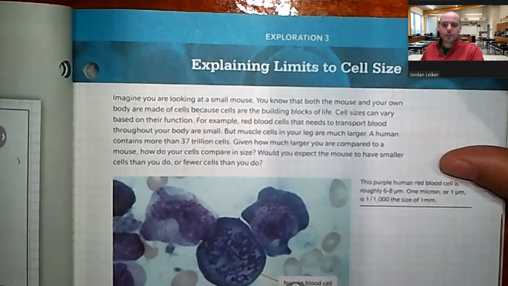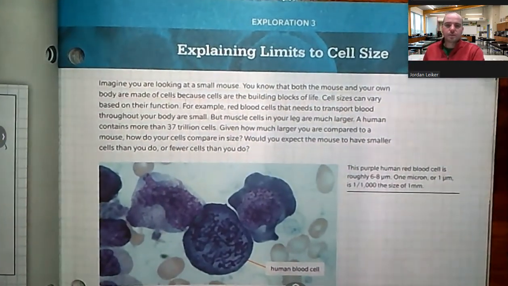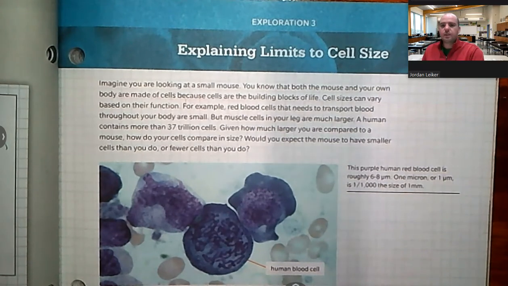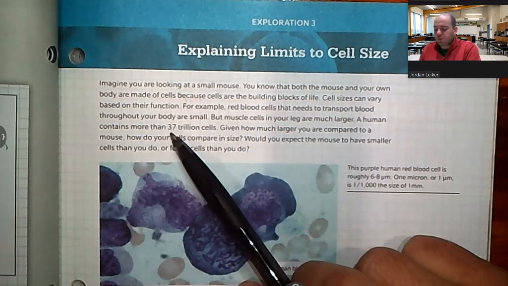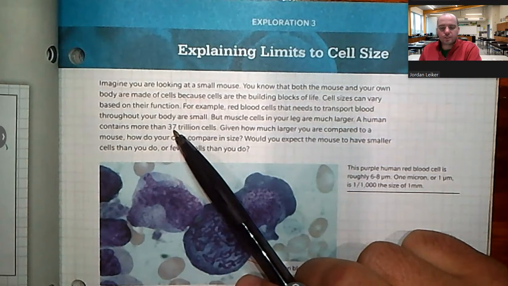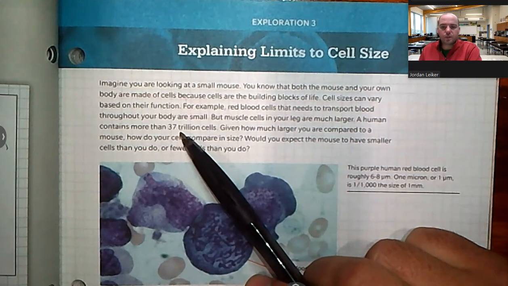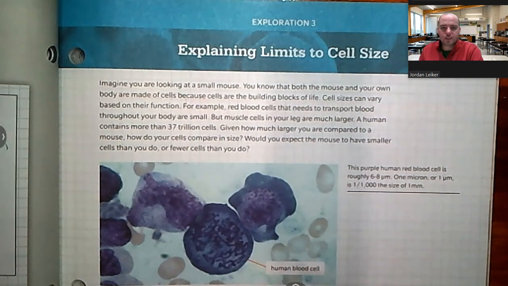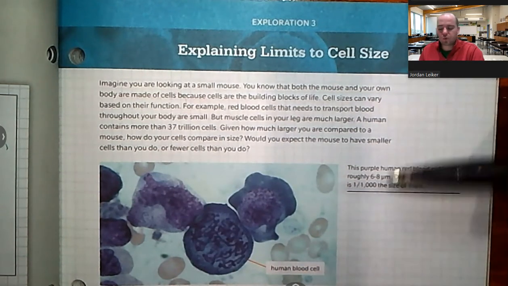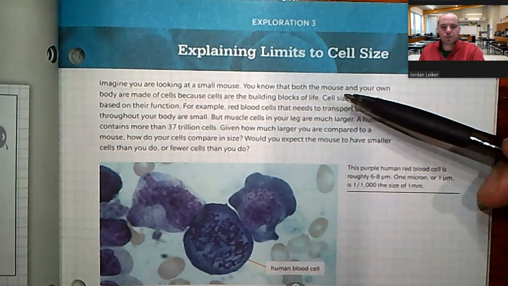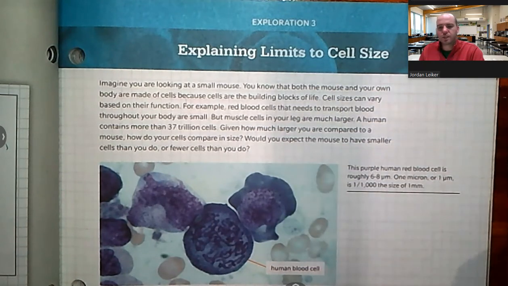So if we look at the Exploration 3, we're going to talk about the limits of cell size and why cells are limited to a certain size. The average human has around 37 trillion cells. The bigger the human is, the more cells they're going to have, though. So cells themselves are relatively the same size between organisms. So a muscle cell in a mouse is relatively the same size as a muscle cell in a human.